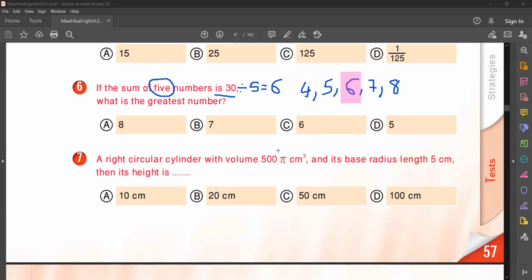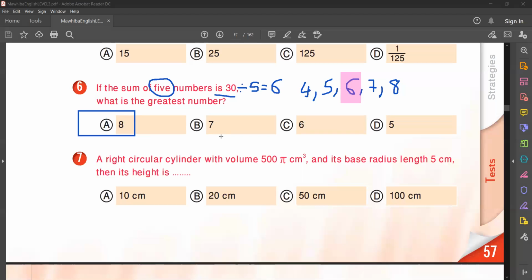So what is now the greatest number here? You see, what is the greatest number here? The greatest number, it is 8. So the answer is 8, right?